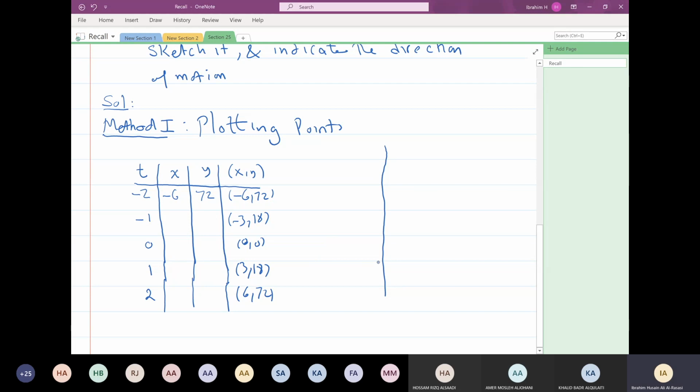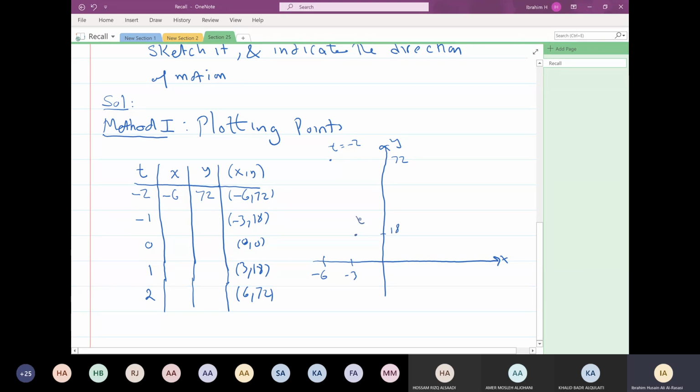Draw them in the XY plane. Okay, so this is X and this is Y. Minus 6, 72. This is minus 6 and this is 72. Let me say this is 72. So this is T equals minus 2. Minus 3, 18. This is minus 3 and this is 18.